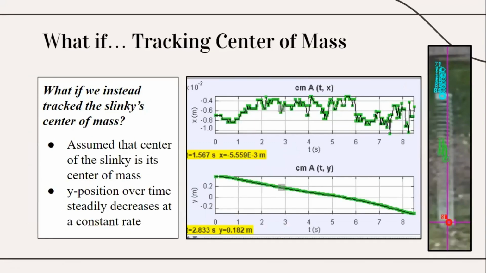And what if we instead track the Slinky's center of mass? The Slinky's center of mass is located at the midpoint between the top and bottom of the Slinky. This is seen in the rightmost image taken in Tracker, where the green is the center of mass, the bottom is the red, and the top of the Slinky is in cyan. The graph shown here follows the same steady decrease in y position over time as the previous graph.